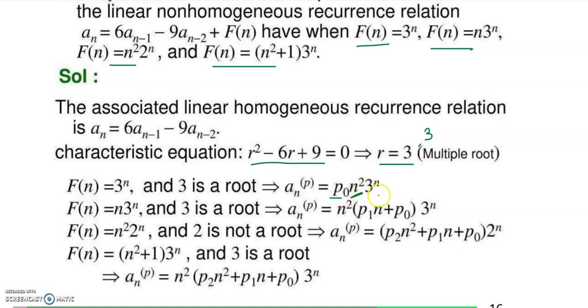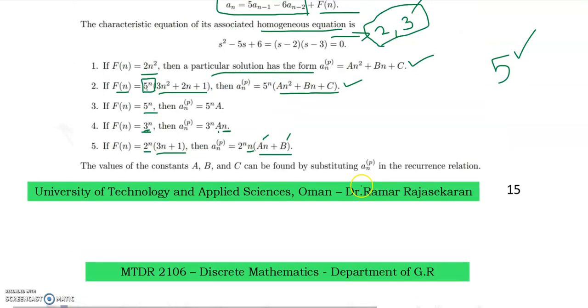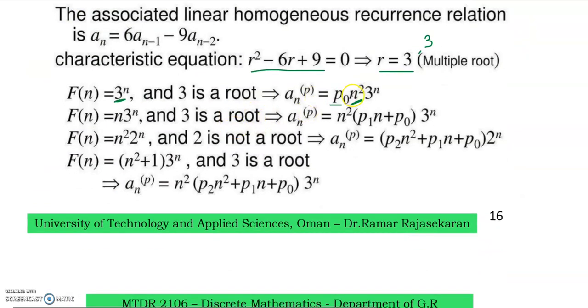But the important thing is, why do we multiply here by n squared? Because this number 3 is equal to the root, but that root is repeated 2 times, so you multiply by n squared. Whereas here, 3 to the power n, this number 3 is the same as one root, so I multiply only n. So now here it is p naught n squared 3 power n. Now n multiplied by 3 power n.